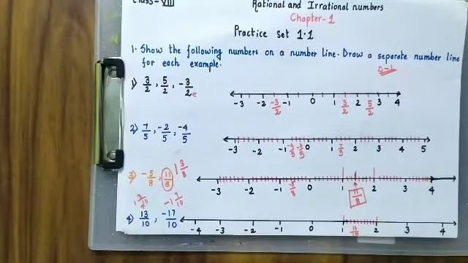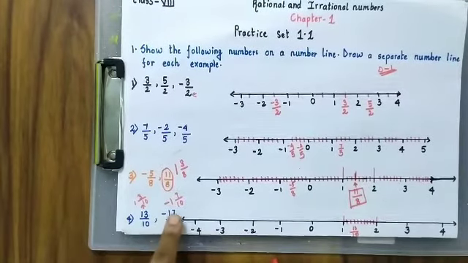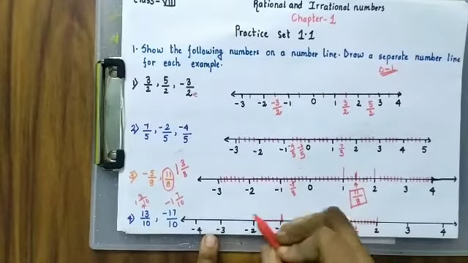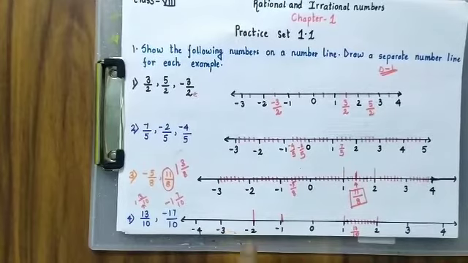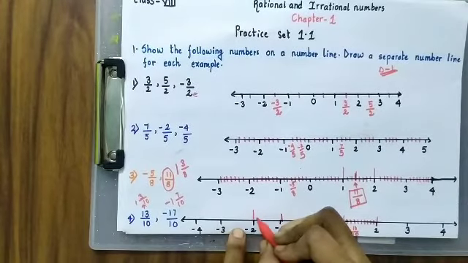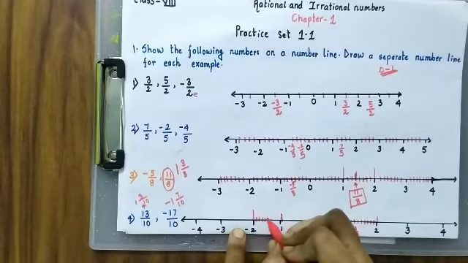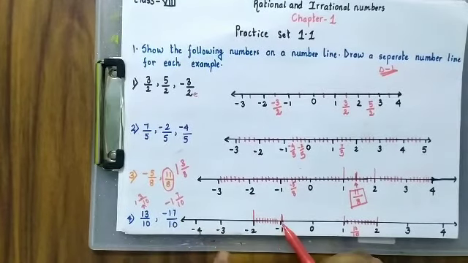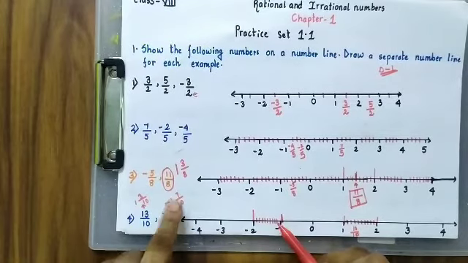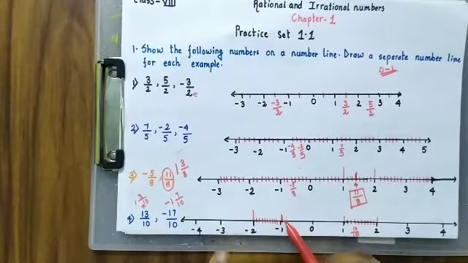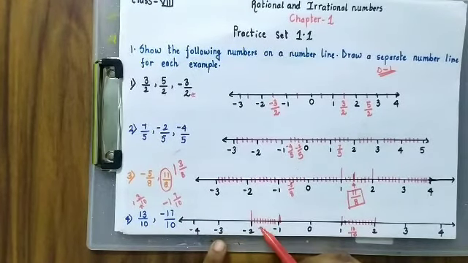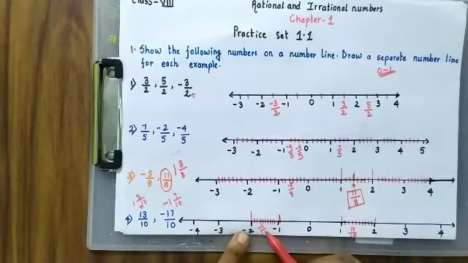Similarly, for minus 17 upon 10, we got the number as minus 1 and 7 upon 10. That means the number will lie somewhere here to here. We are going to just divide that part into 10 equal units. 1, 2, 3, 4, 5, 6, 7, 8, 9. How many steps? After minus 1, we are going to take 7 steps, as our numerator is 7. 1, 2, 3, 4, 5, 6 and 7. So minus 17 upon 10 will lie here.